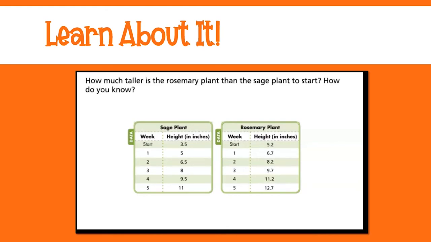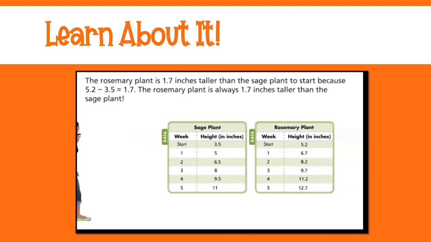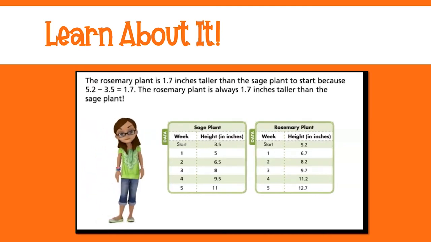How much taller is the rosemary plant than the sage plant to start? How do you know? The rosemary plant is 1 7/10 inches taller than the sage plant to start, because 5 2/10 minus 3 5/10 equals 1 7/10. The rosemary plant is always 1 7/10 inches taller than the sage plant. Now you know how you can solve problems involving numerical patterns.